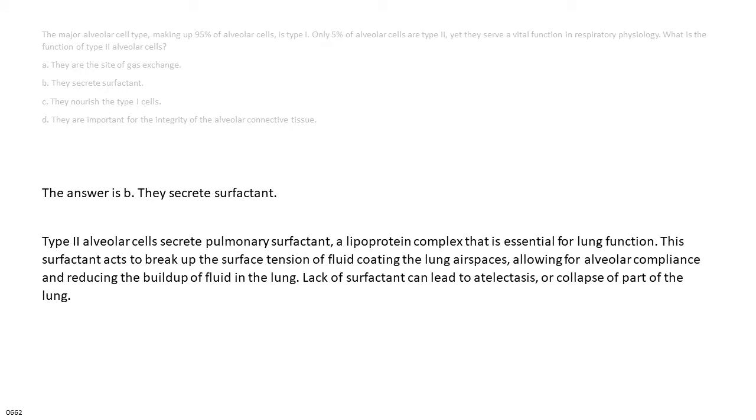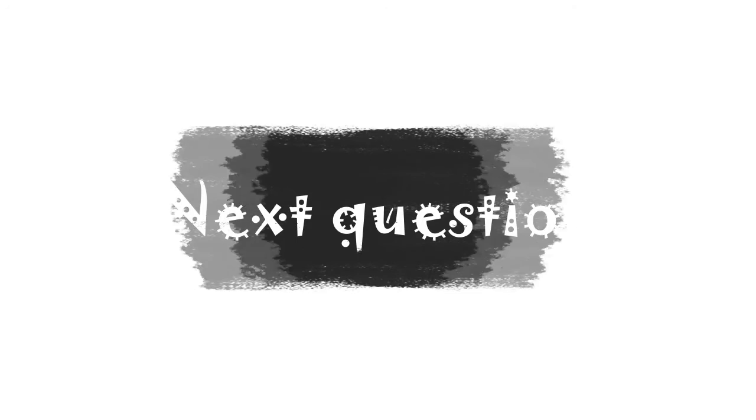The answer is B. They secrete surfactant. Type II alveolar cells secrete pulmonary surfactant, a lipoprotein complex that is essential for lung function. This surfactant acts to break up the surface tension of fluid coating the lung air spaces, allowing for alveolar compliance and reducing the buildup of fluid in the lung. Lack of surfactant can lead to atelectasis, or collapse of part of the lung.